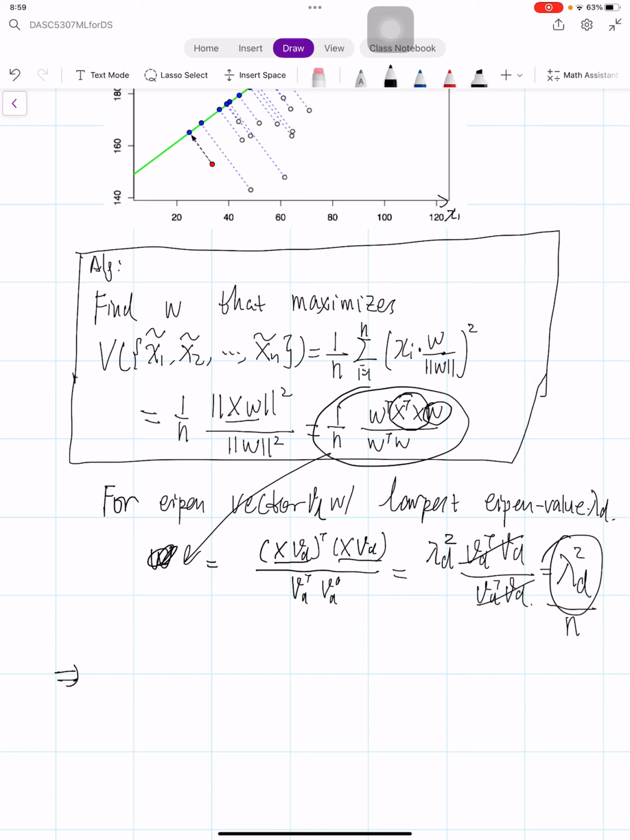So this implies vd is the first principal component. The eigenvector corresponding to the largest eigenvalue is the first principal component. So that's the second method to derive, to think about this principal component.